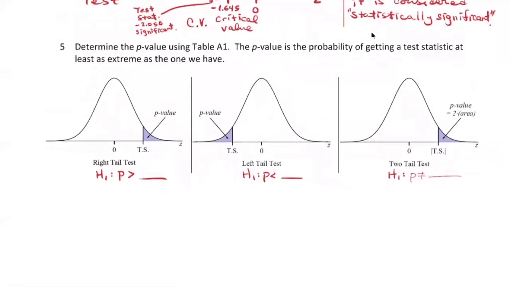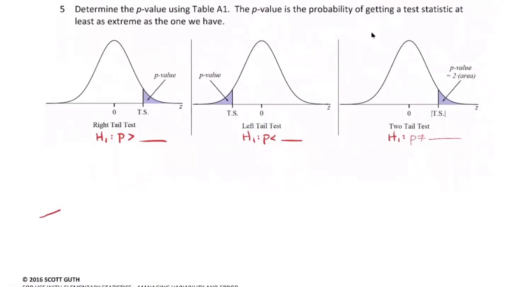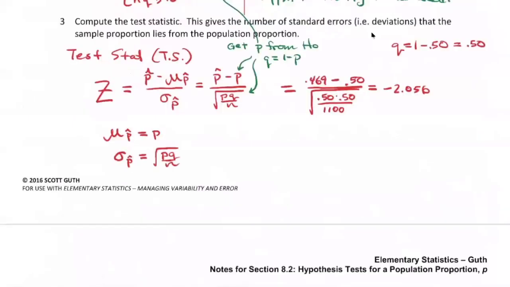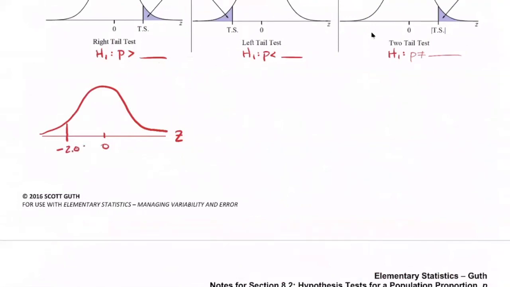So we're doing a left tail test this time, so let's sketch this real quick. This is a normal distribution, which is labeled Z, and 0 is in the middle. And down here on the left, we should have that negative 2.056 in there. That's our test statistic, negative 2.056. Okay, and then we're trying to find how probable it is to get a value that low, and that's called a p-value. P for probability.